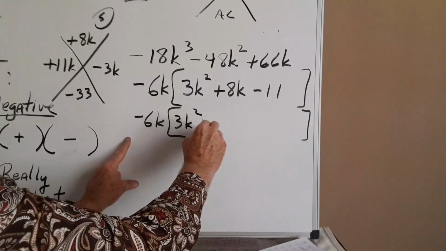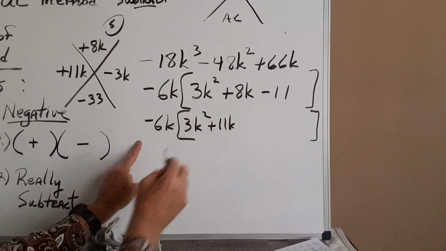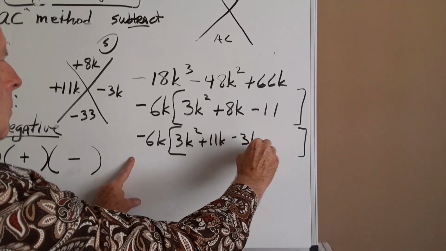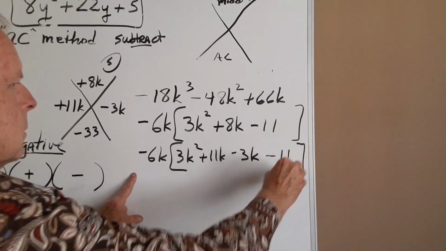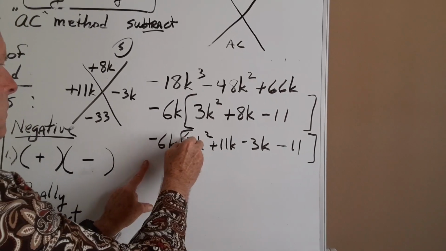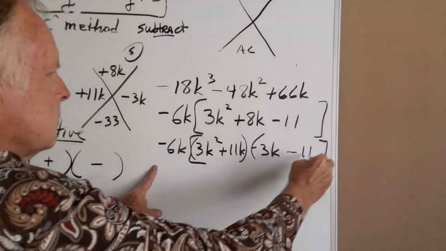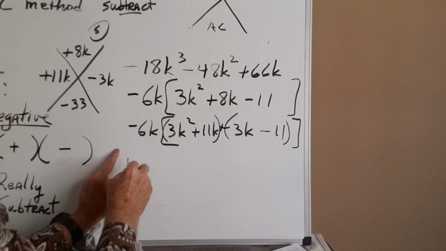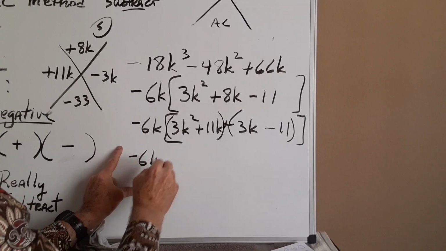9 o'clock. 3 o'clock. And the constant. Tuck. Tuck. Plus sign. Bring down that negative 6k. Keep your bracket.